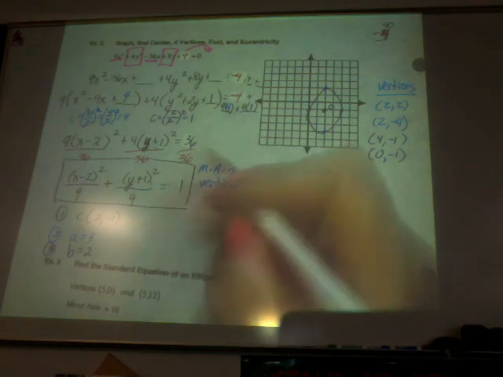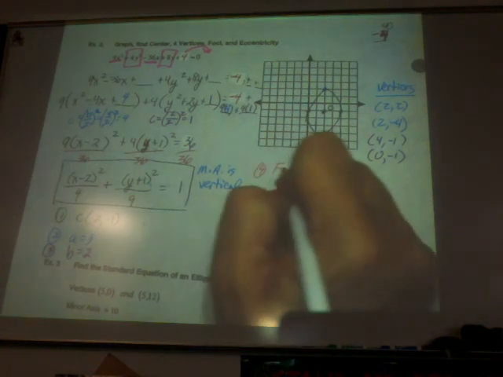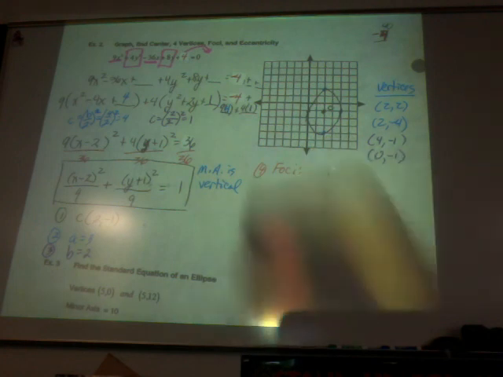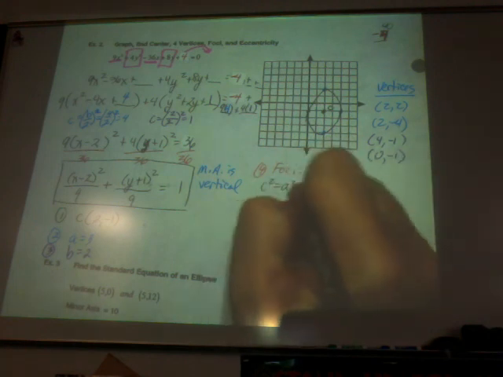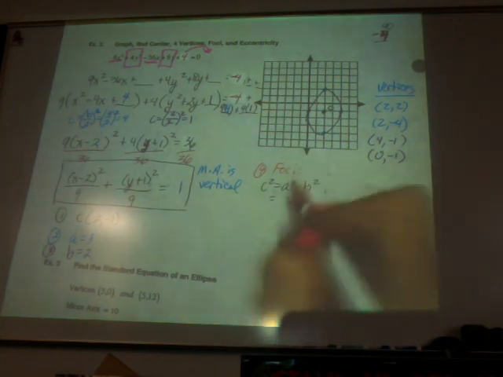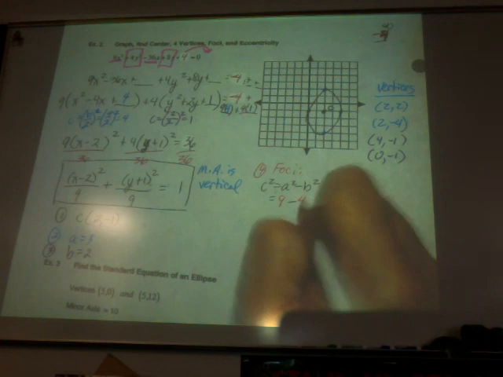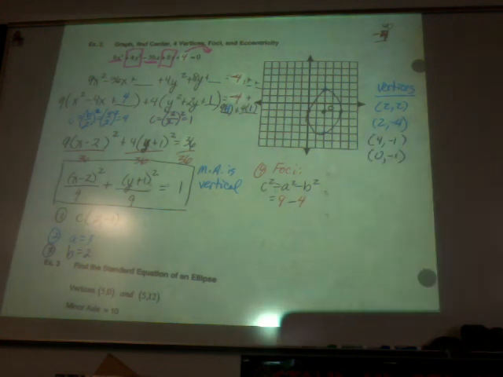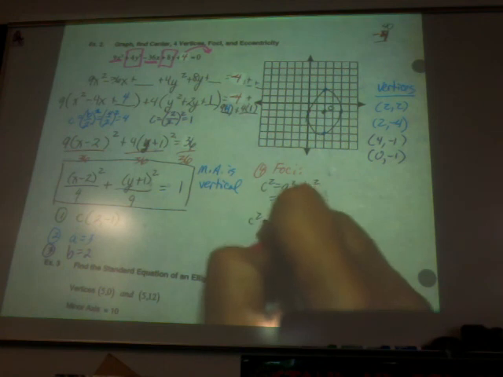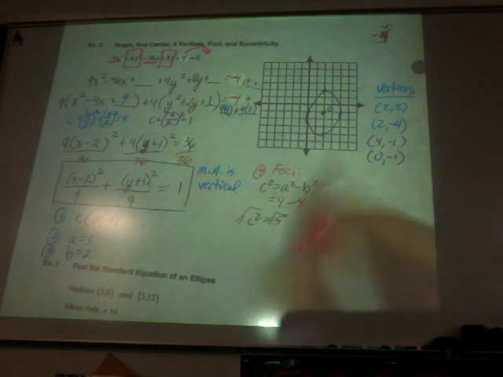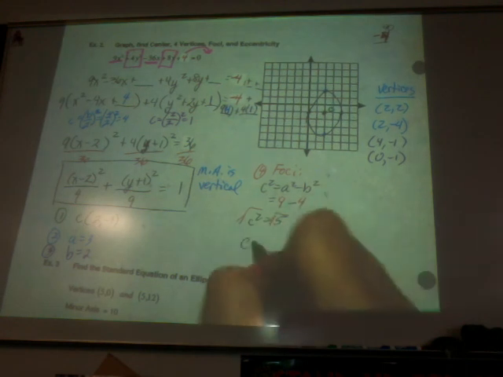So what am I missing? My foci. So step 4 would be foci. What do I have to know for foci? So c squared equals a squared minus b squared. What's your a squared? 9, and your b squared, 4. So if you get a negative on this, then you put them in the wrong order, right? However, c squared is equal to a nice happy number called 5. When I take the square root of both sides, I don't get a happy answer, do I? c is equal to the square root of 5.